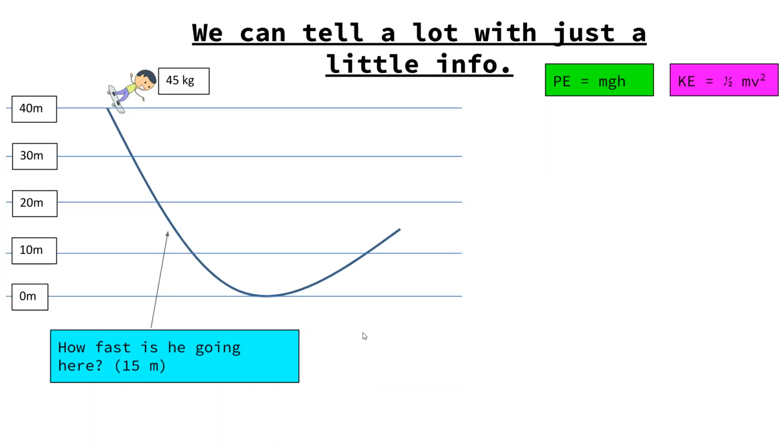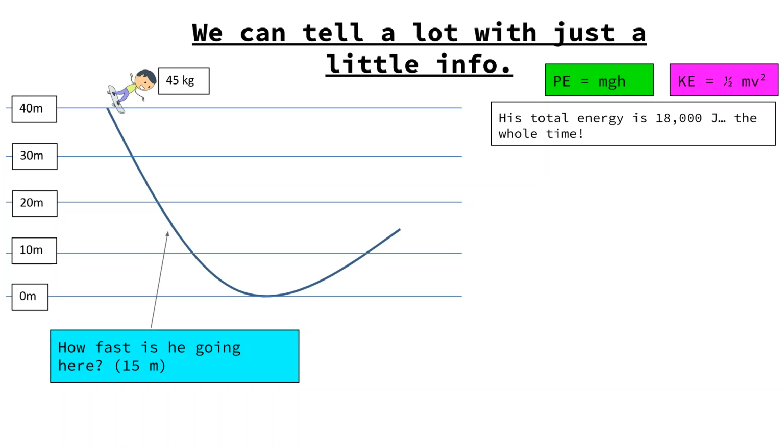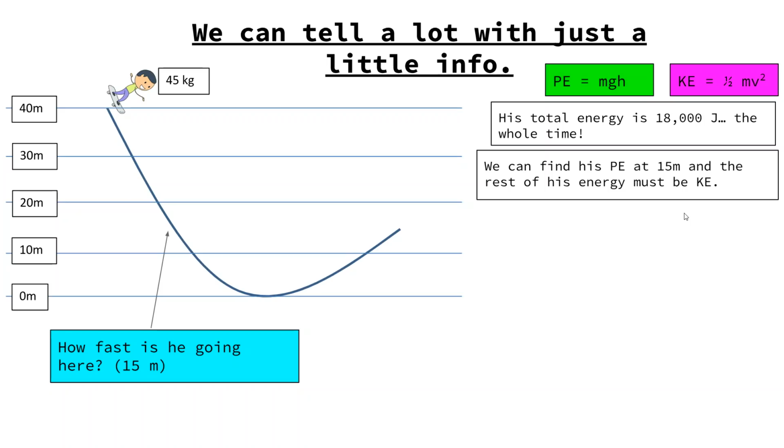So let's talk about the logic. How are we going to do this? Let's think it through. Well, we know that his total energy from the last question is 18,000 joules. Everywhere on the ramp, whether he's here, here, here, here, any spot, even when he goes back up the other side, every spot along the way, he's got 18,000 joules, because energy cannot be created or destroyed in our friction-free pretend world. So because of that, we can find his potential energy at this spot and do some subtracting.